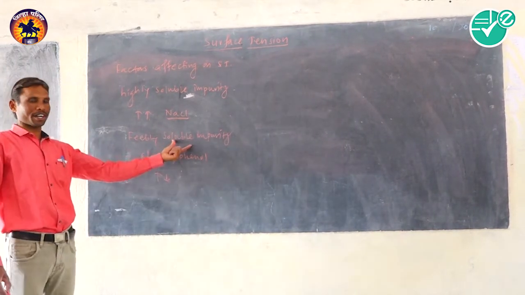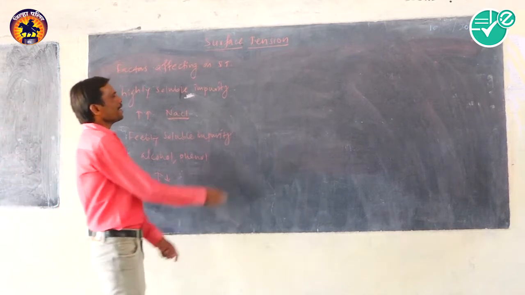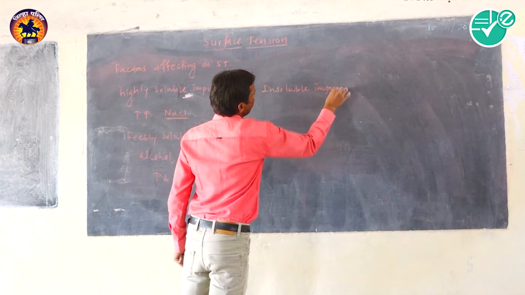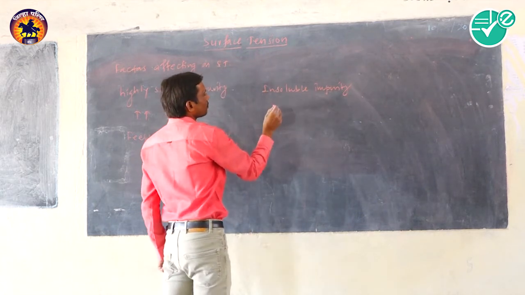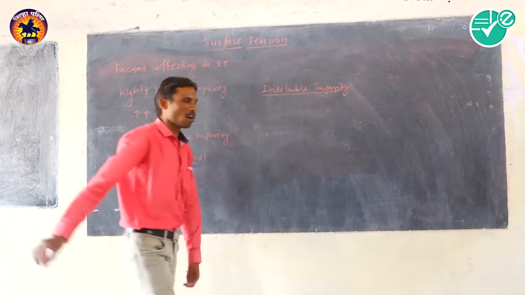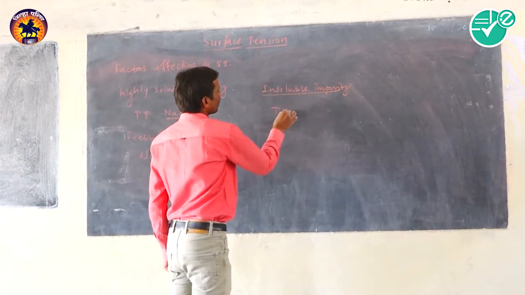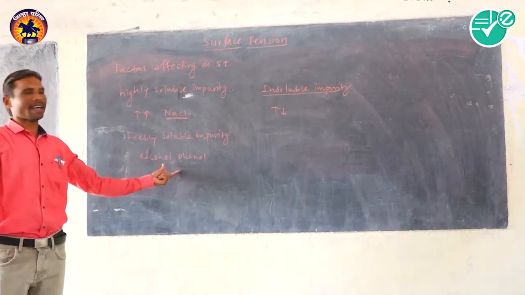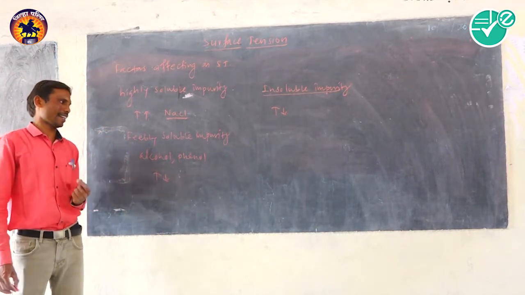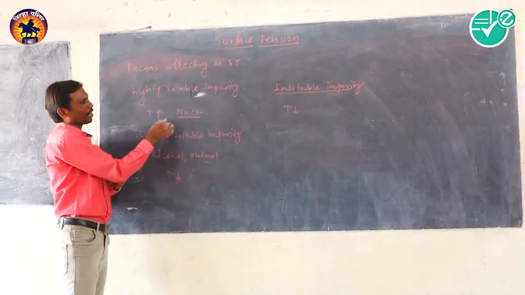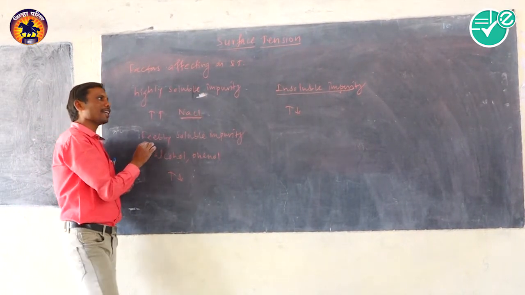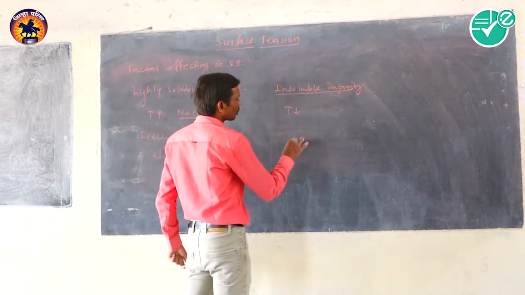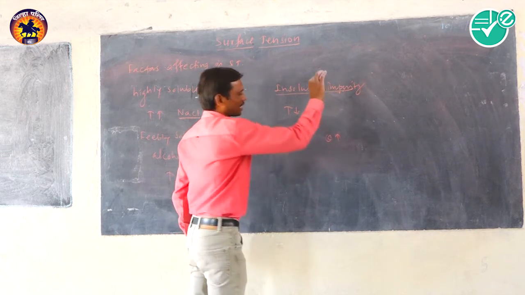It means a feebly soluble impurity decreases the surface tension of the water, and an insoluble impurity such as detergent added in water also decreases the surface tension, and that's why detergent is used to wash the clothes, and phenol and alcohol are used to wash the bathrooms or the toilets. It means the highly soluble impurity increases the surface tension, whereas feebly soluble and insoluble impurities decrease the surface tension. The surface tension also decreases with increase in temperature.